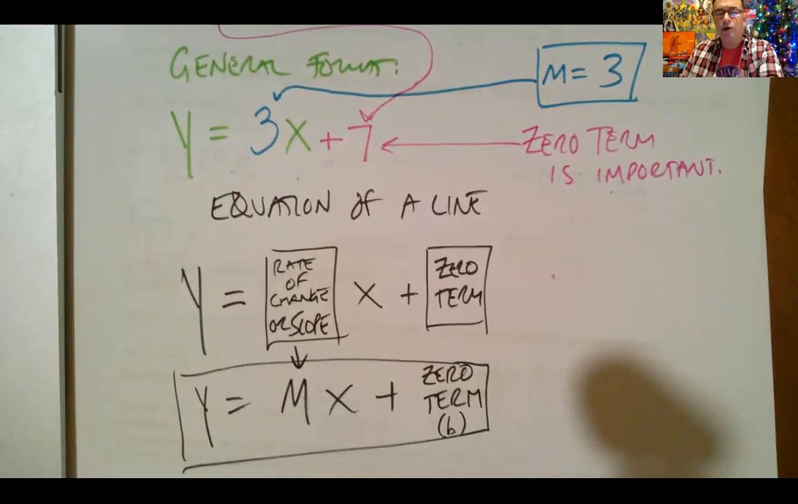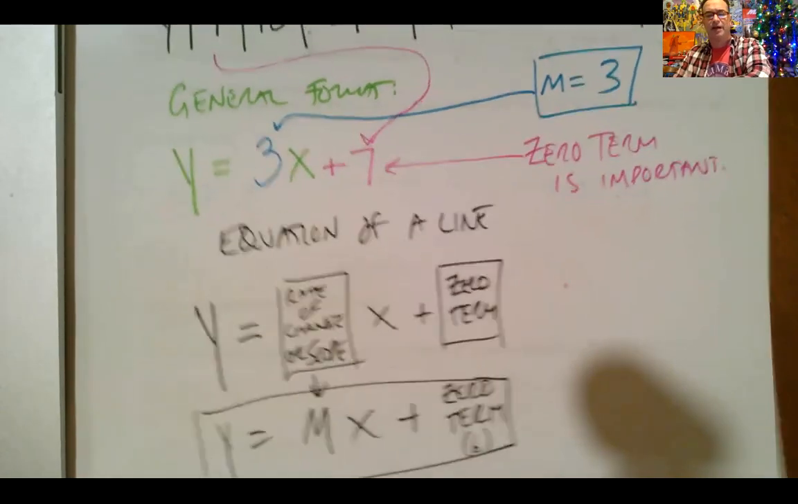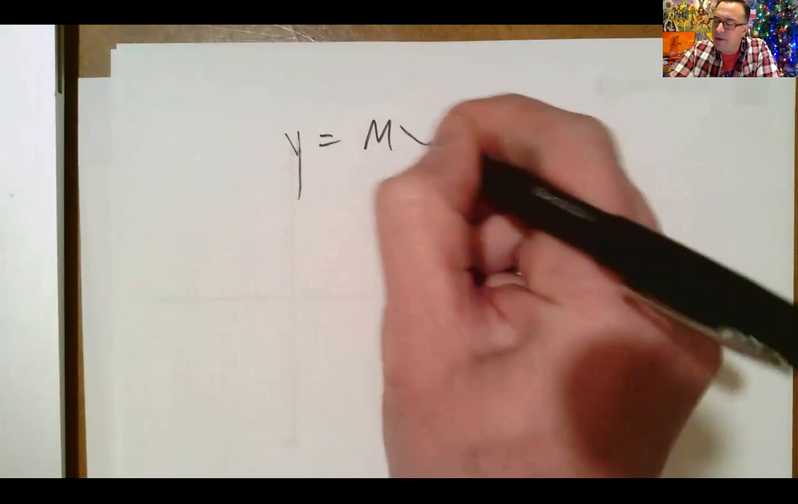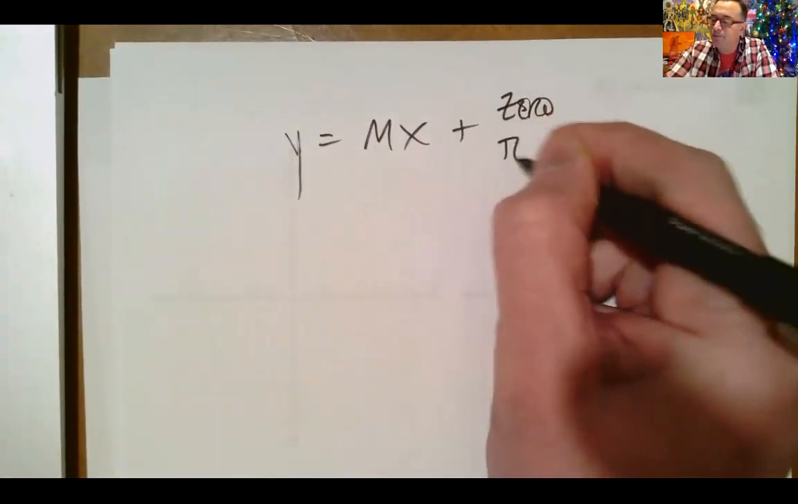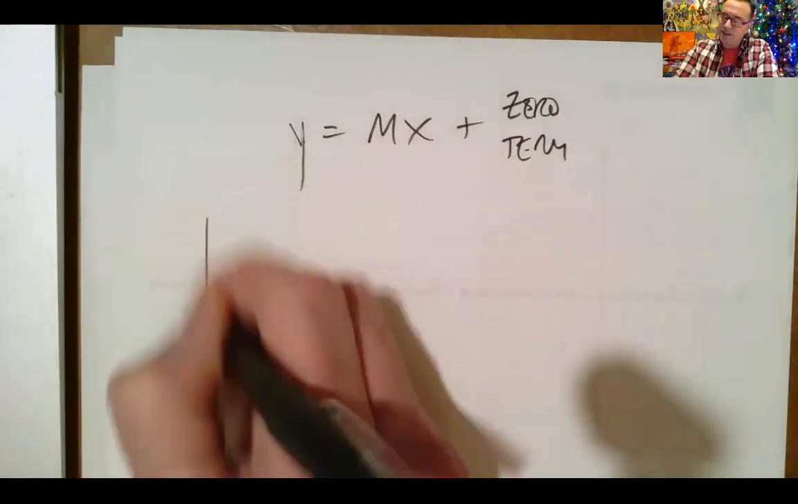So what I want to do now, let me give you another example. I'm going to rewrite this on the top of the page so we have a chance to look at it. So we know we're looking for y is equal to mx plus our 0 term. Okay, so let's give you a table. Let's see what we can come up with here.